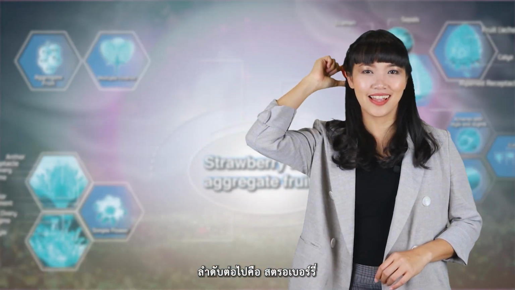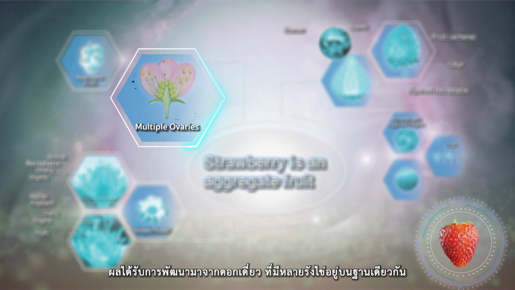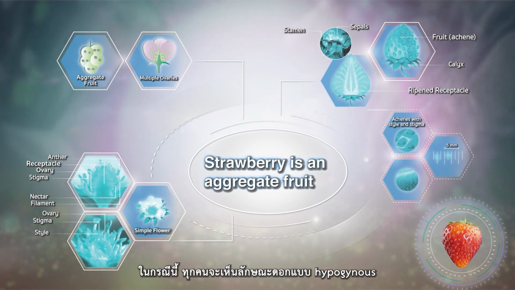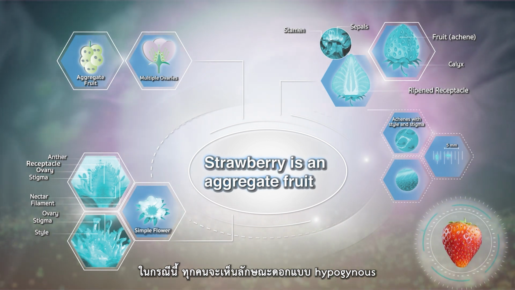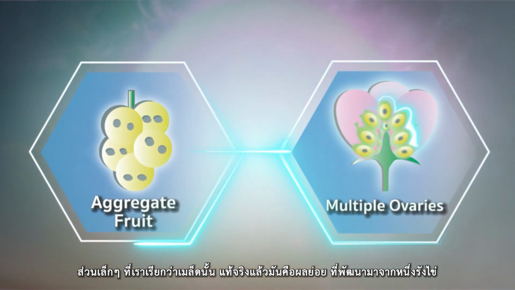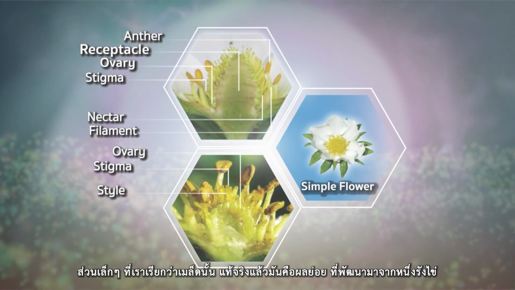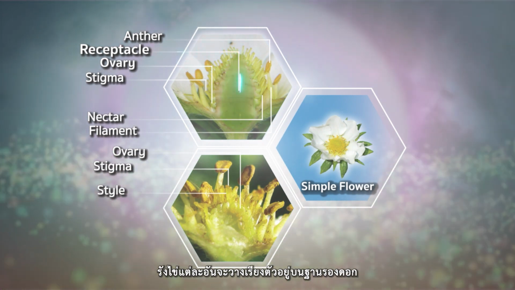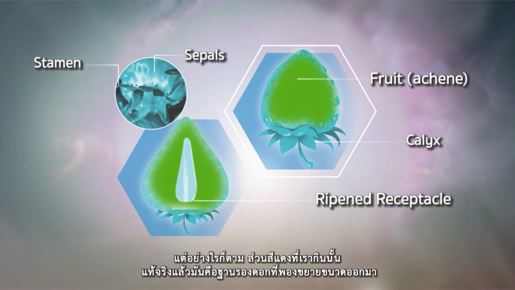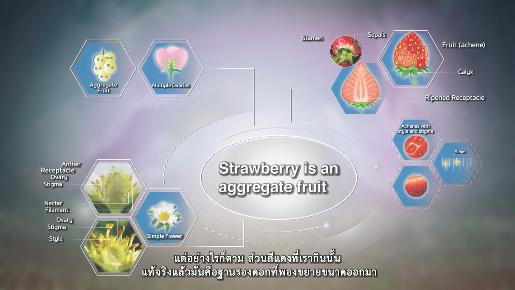Next, strawberry fruits develop from a single flower which contains several ovaries. In this case, you can see a hypogynous flower. The small parts we call seeds are fruitlets that develop from one ovary. The ovaries are sitting on the receptacle. By the way, the part that we eat, the red part, is the enlarged receptacle.